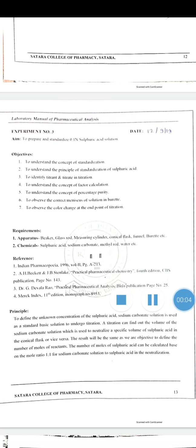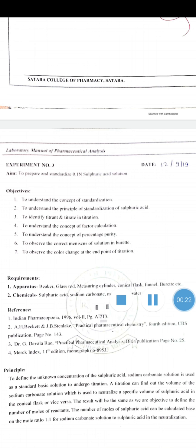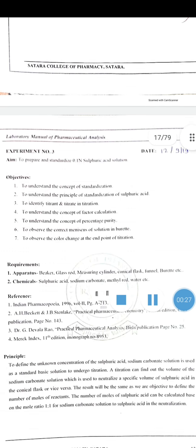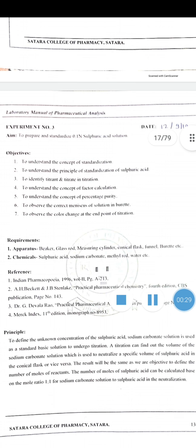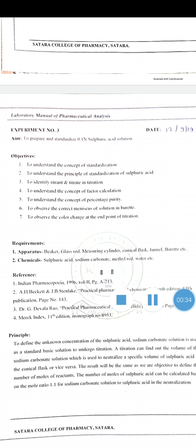Today we will discuss experiment number 3: to prepare and standardize 0.1 normal sulfuric acid solution. The objectives of this experiment are to understand the concept of standardization, to understand the principle of standardization of sulfuric acid, to identify titrant and titrate in titration, to understand the concept of factor calculation, to understand the concept of percentage purity, and to observe the color change at the end point of a titration.